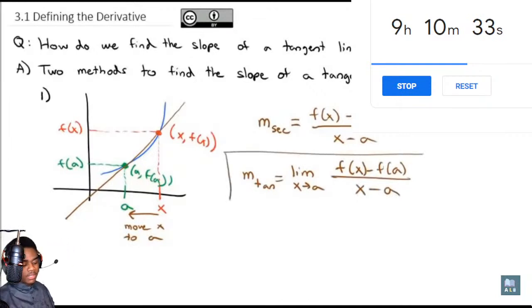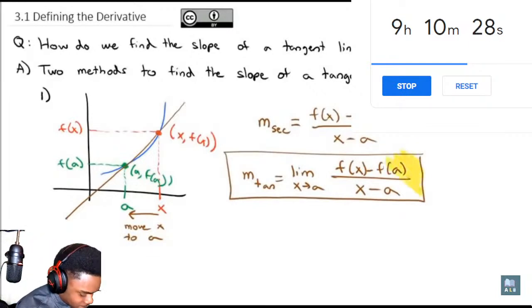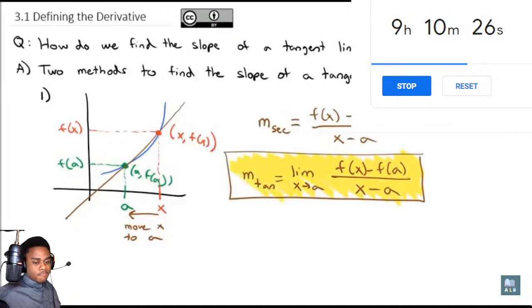So that is our first possible formula. It's going to be an important one for us for how to find the slope of the tangent line.